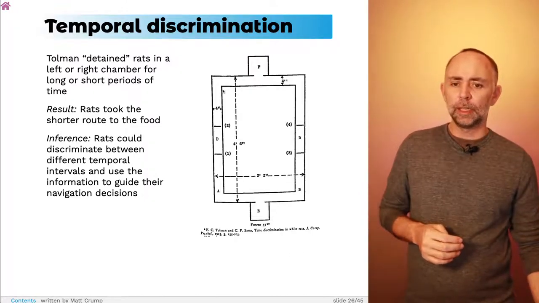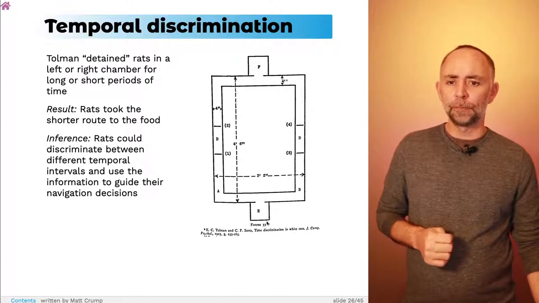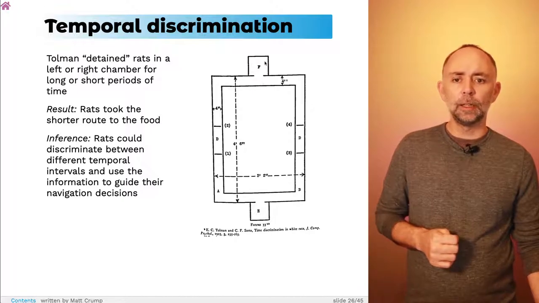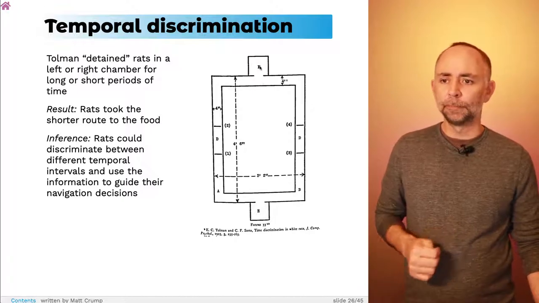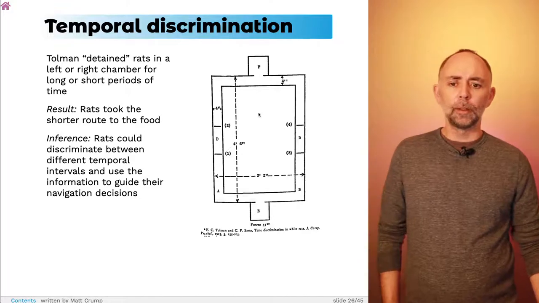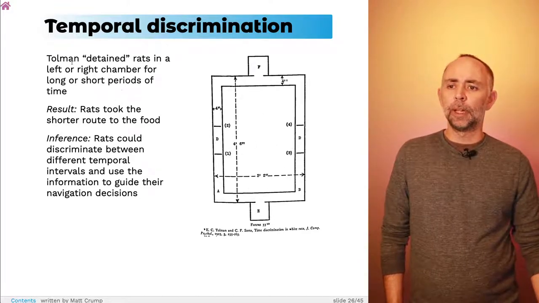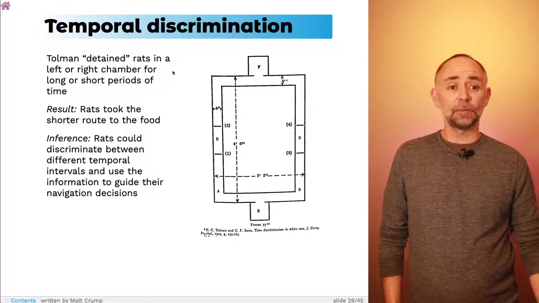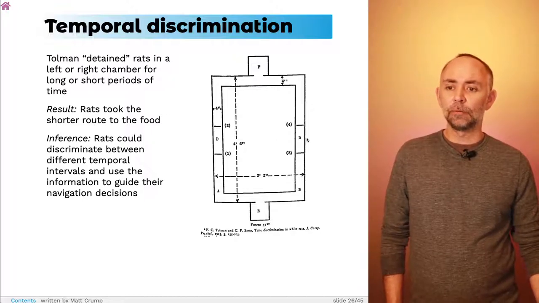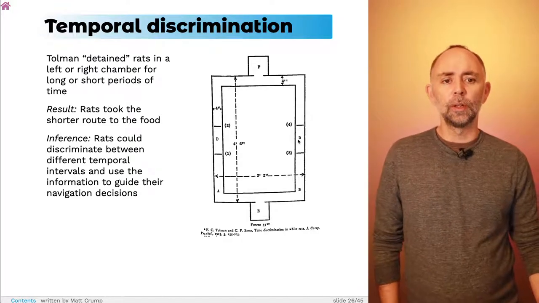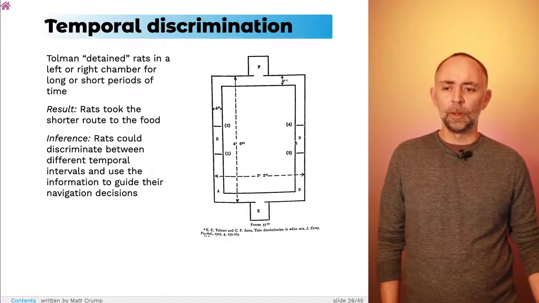The maze is this square one here. E is the starting point, and you could go around to the right side or the left side, and F is where the food would be. Now we've got two chambers in the middle labeled D, and Tolman detained these rats in the left or right chamber for long or short periods of time.